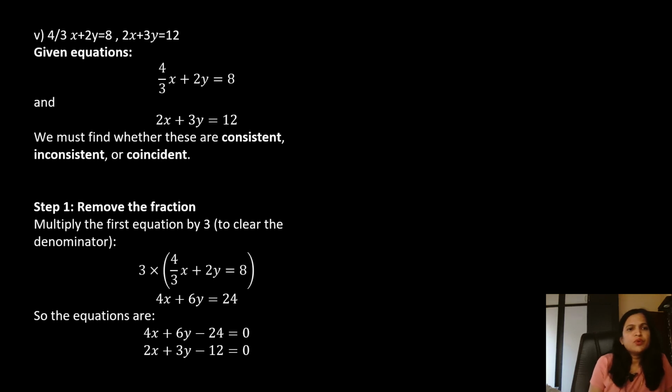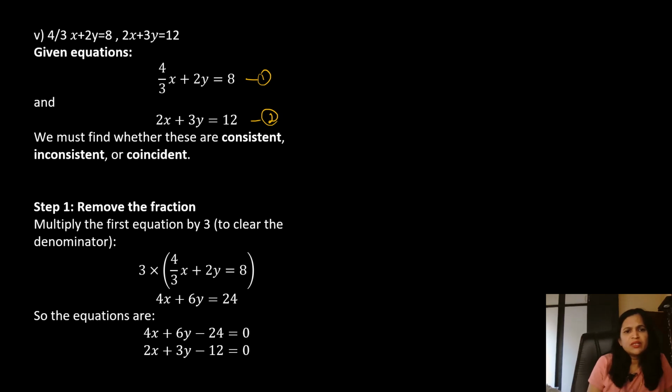Fifth one, 4 by 3x plus 2y equal to 8, 2x plus 3y equal to 12. These are the given equations. This is the first one, and this is the second one. We find whether these are consistent, inconsistent or coincident. Step 1, remove the fractions from this sum. What you should just observe is 4 by 3.